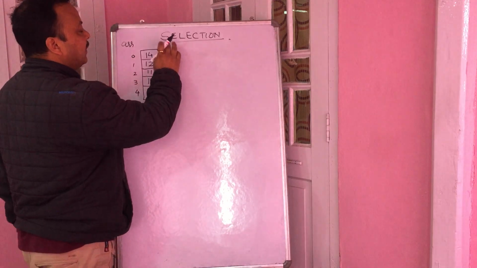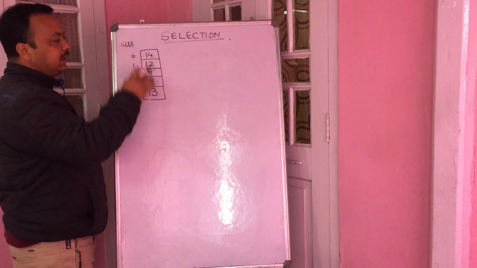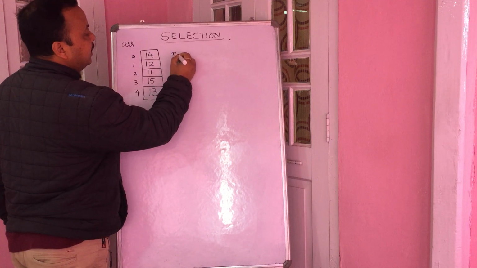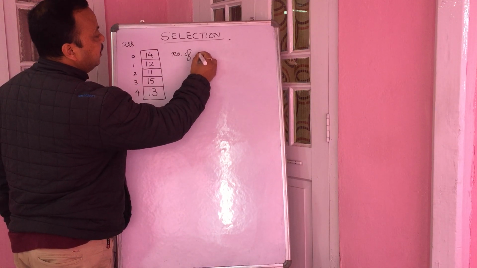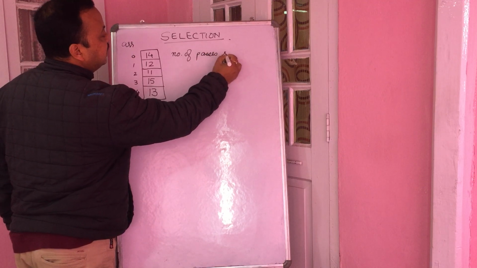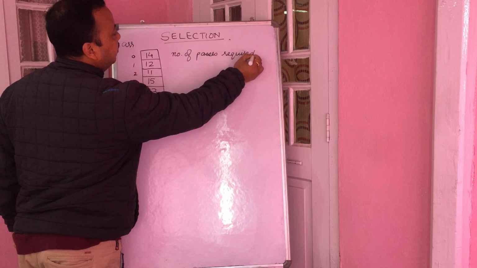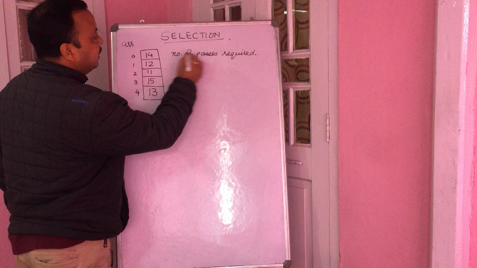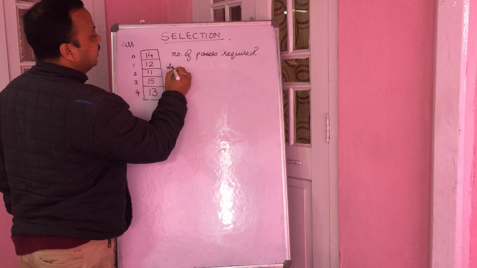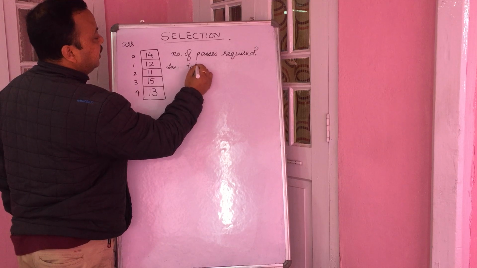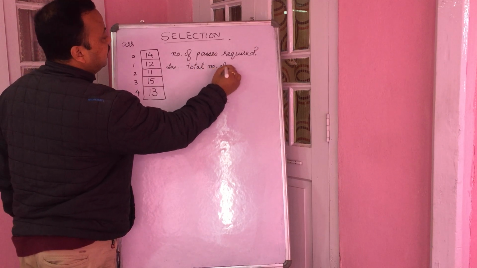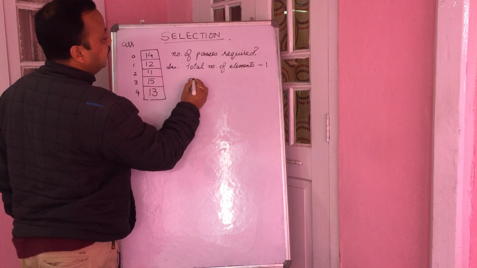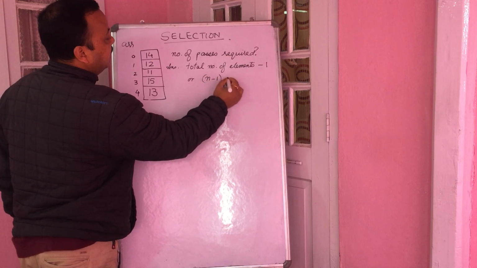So let us start. In selection sorting, first we must know the number of passes required. This is very important. Number of passes required is, this is a question. The answer is the total number of elements minus 1, or n minus 1 number of passes.